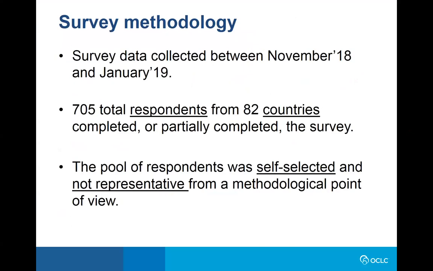So we collected data between November and January. We had 705 respondents from 82 countries, which is really quite a lot. Of course, the pool of respondents was self-select, so they chose themselves to react to the survey invitation. And because they come from so many different countries, we had a lot of responses with only one response for one country.